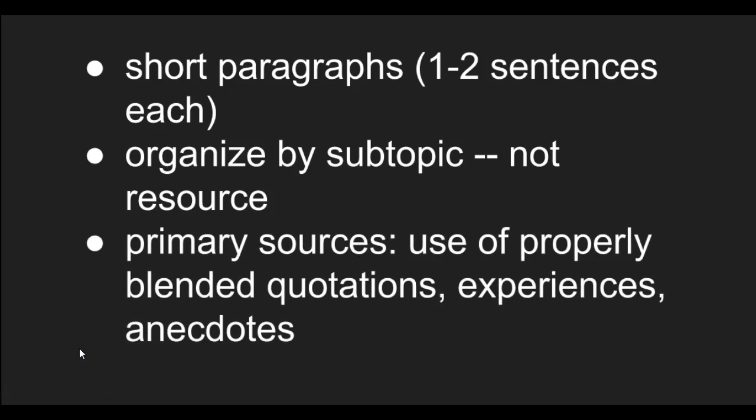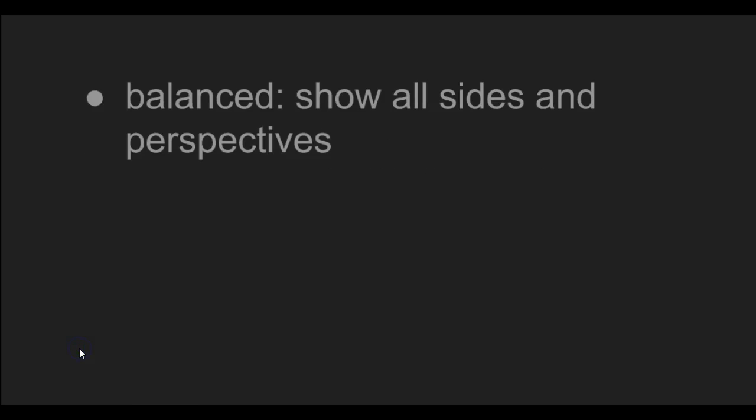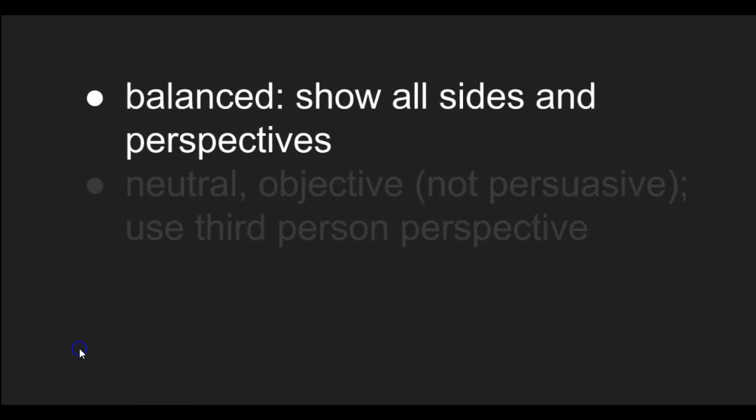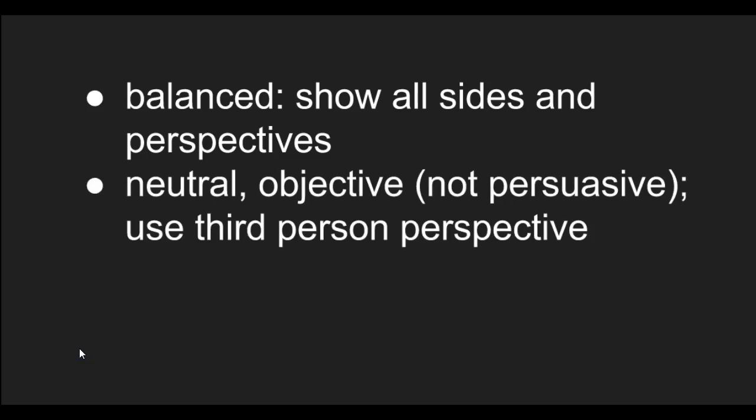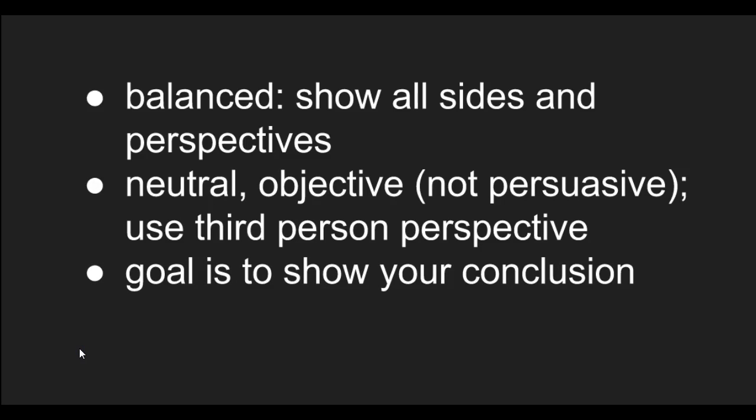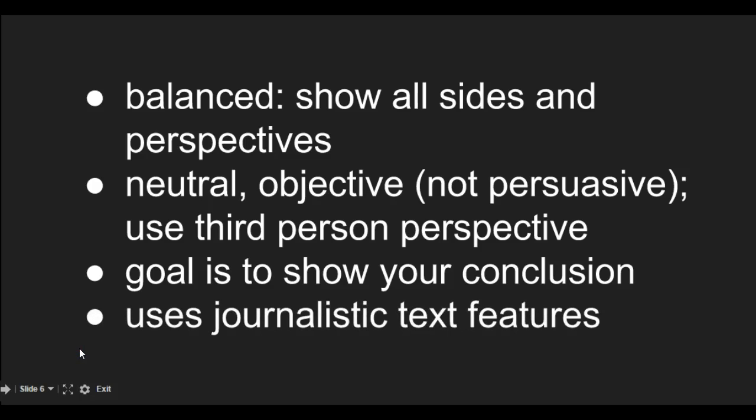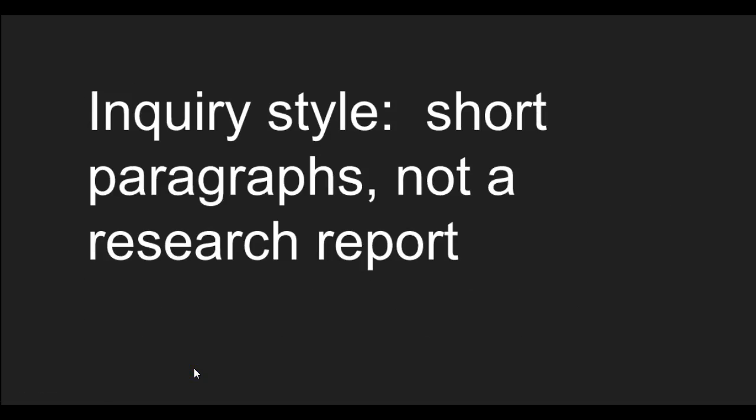You'll use primary sources. That means properly blended quotations, experiences, personal examples, and anecdotes. You'll want to keep it balanced and show all perspectives, all sides, and neutral and third person. This is not persuasive. Remember to show your conclusion and to use journalistic text features. So let's take a look at what that means.